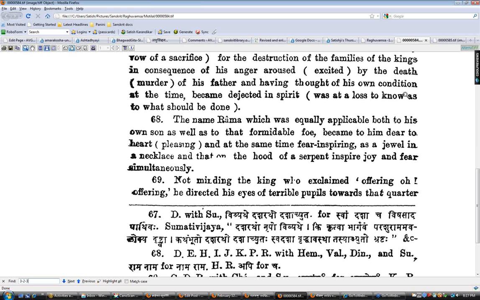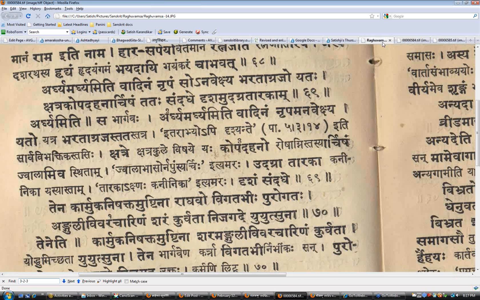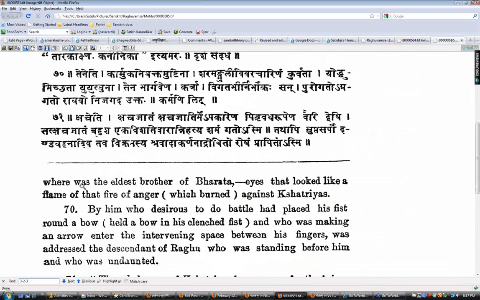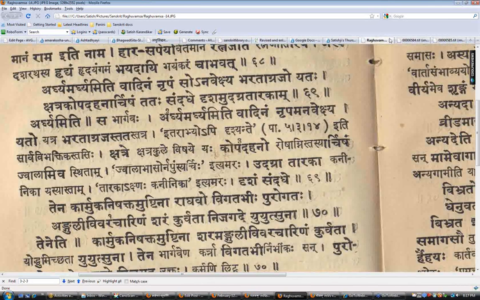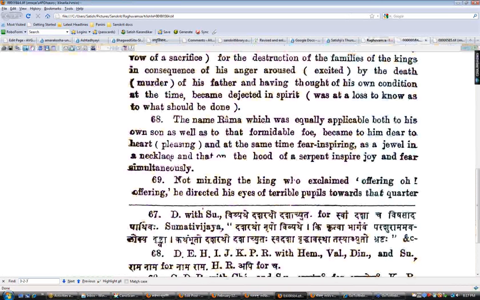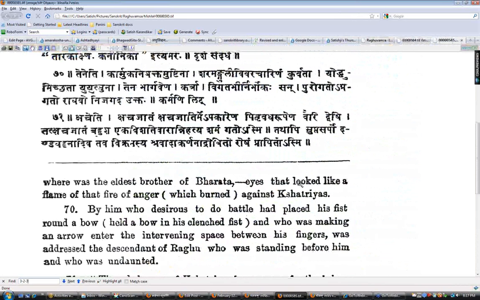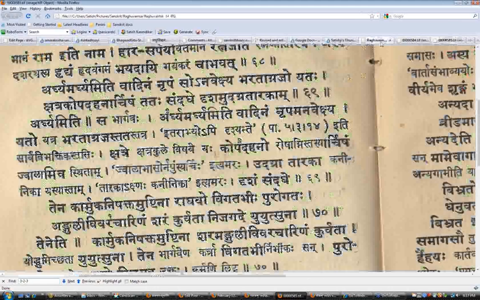Towards that quarter. Towards it, that becomes Tatra. Tataha is Tatra. So Tatra is towards. That quarter is Yatra, Yataha. This is used, Yatra. Okay. So towards that quarter, Yatra Tatra. Let's see now. Next is the quarter where the eldest brother of Bharata was, Bharatagrajaha. Was understood. Yatra Yataha. Now, eyes that looked like a flame of anger which burned the Kshatriya, that Kshatrakule Dahana.